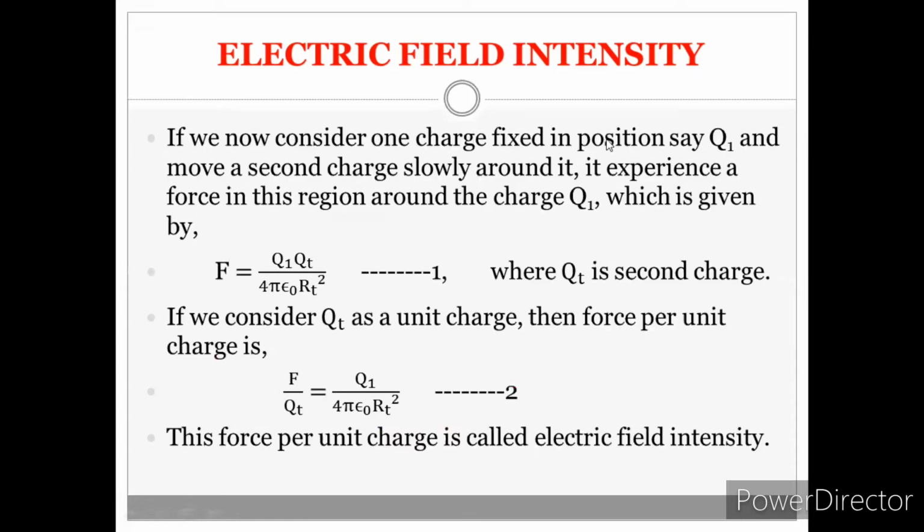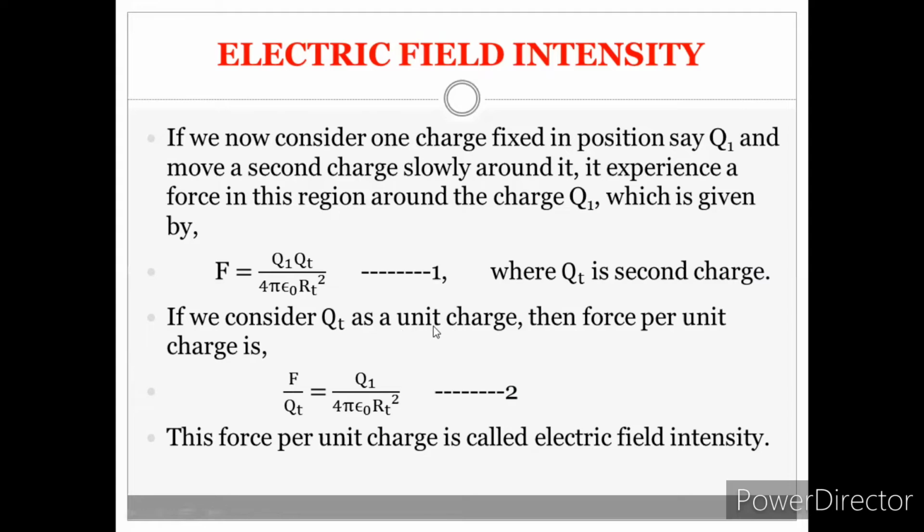If we now consider one charge fixed in a position, say q1, and move a second charge slowly around it, it experiences a force in this region around the charge q1, which is given, as we can observe in Coulomb's law, where we have taken two fixed charges q1 and q2. Now what we are doing here is keeping one charge fixed and bringing the second charge near to q1. Then the force experienced is given by q1 into qt divided by 4 pi epsilon naught rt square, where qt is the second charge.